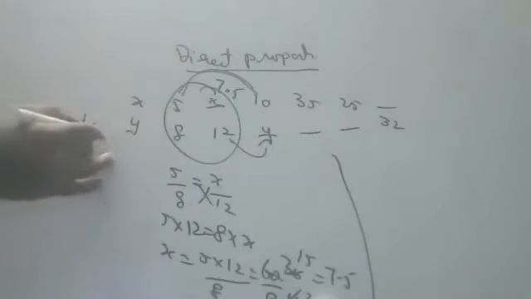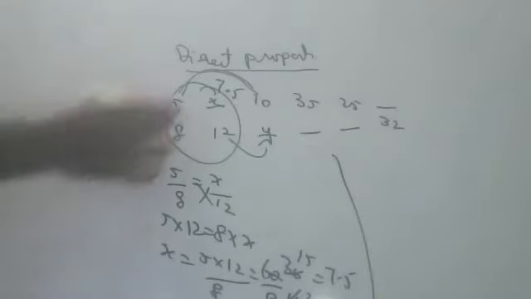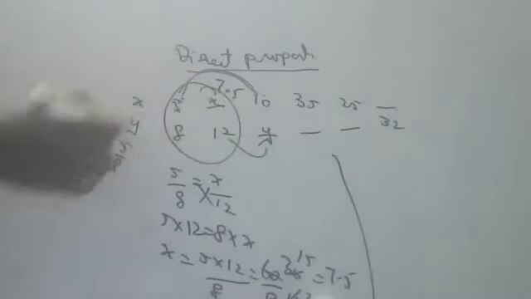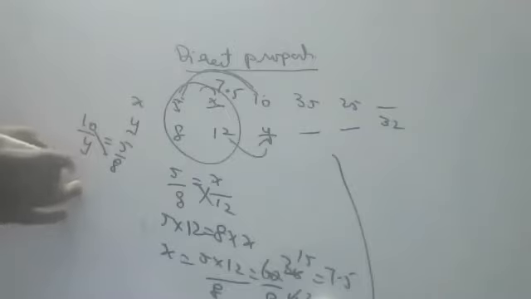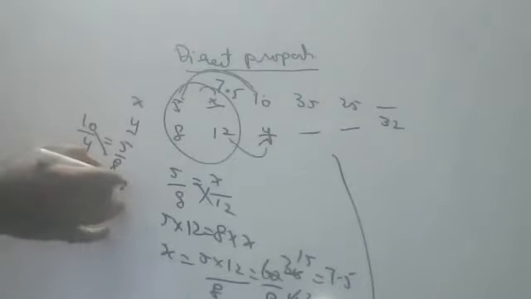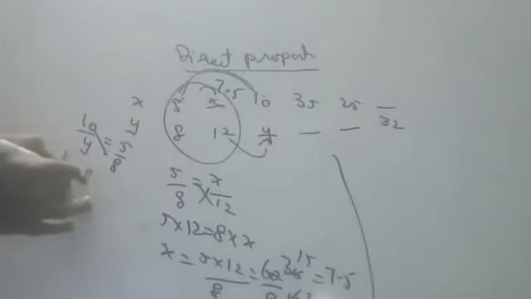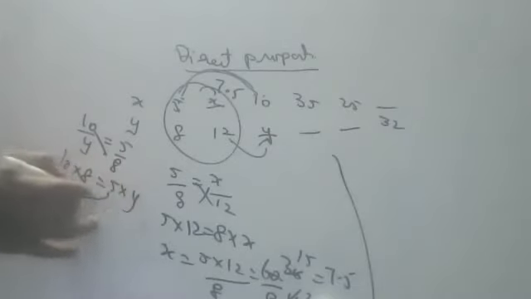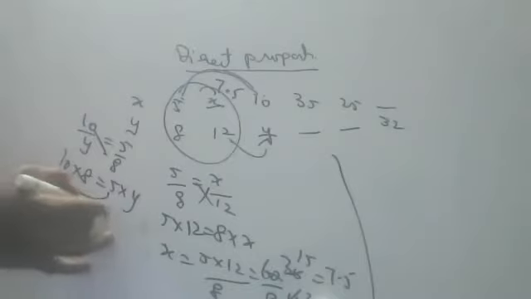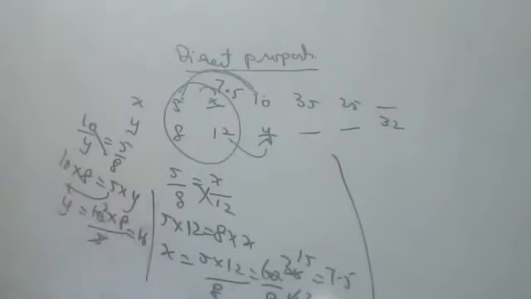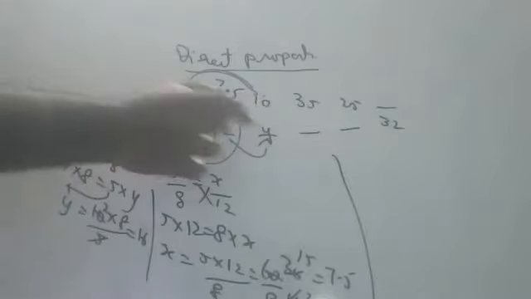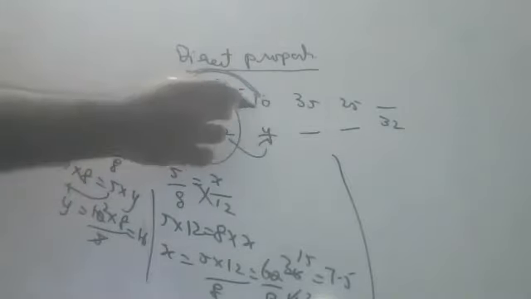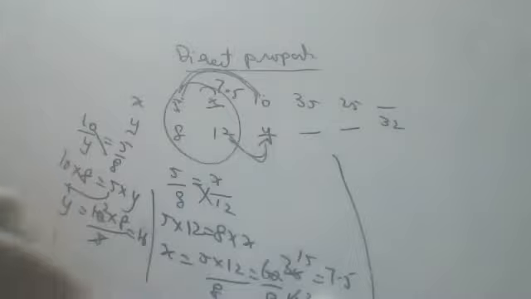10 by y is equal to 5 by 8. Cross multiplication: 10 into 8 is equal to 5 into y. Bring 5 down, y is equal to 10 into 8 by 5. So 16. What is the value of y? 16. If you do this with both also, you'll get the same answer. If you want, you check, children.